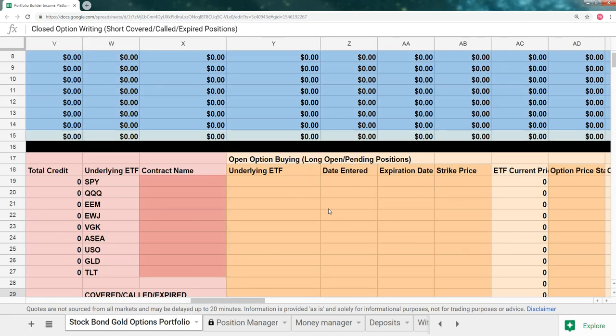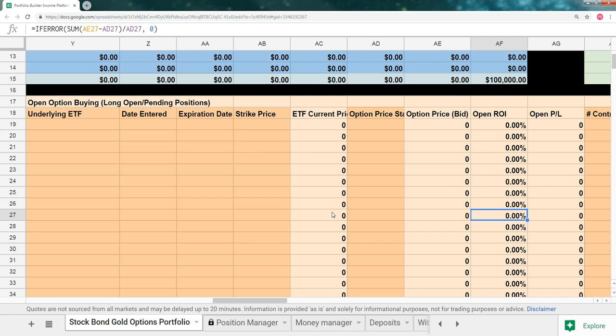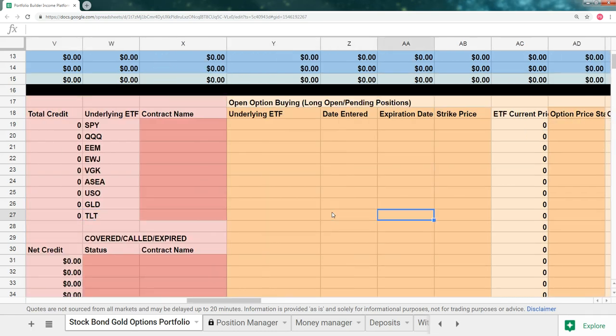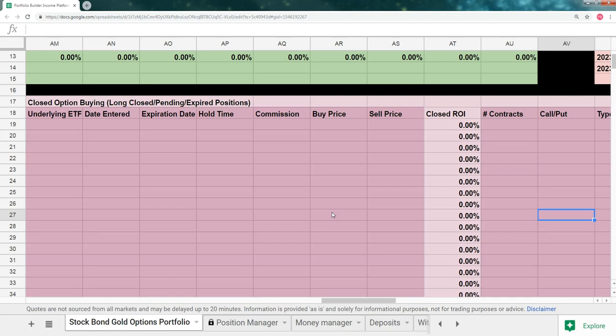And from time to time, we will do some long options when volatility has collapsed. Not only may I go long on certain ETFs with call options, I may also buy out of the money put options expecting a significant pullback in equities. And so this section allows us to track the profit loss real time on all of our open long positions, as well as a place to sort them out and keep track of the profit loss once they're closed.